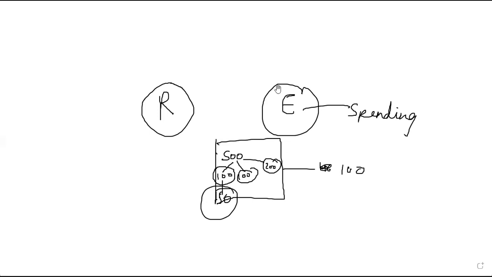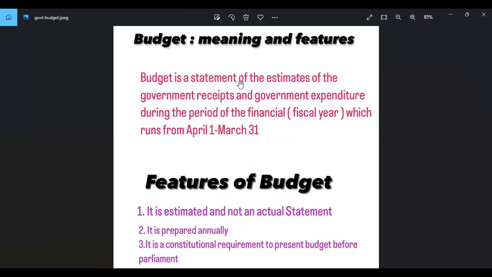Budget is a statement of estimates. Statement means, this is my budget for this year. For example, for this year I have 100 crore rupees with me. So budget is a statement of estimates of the government receipt and government expenditure. It is an estimation of what government will receive and what government will spend, during the period of a financial, or you can say fiscal, year.